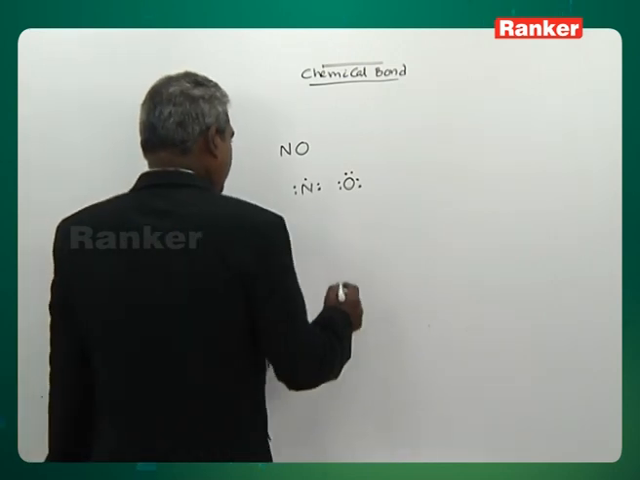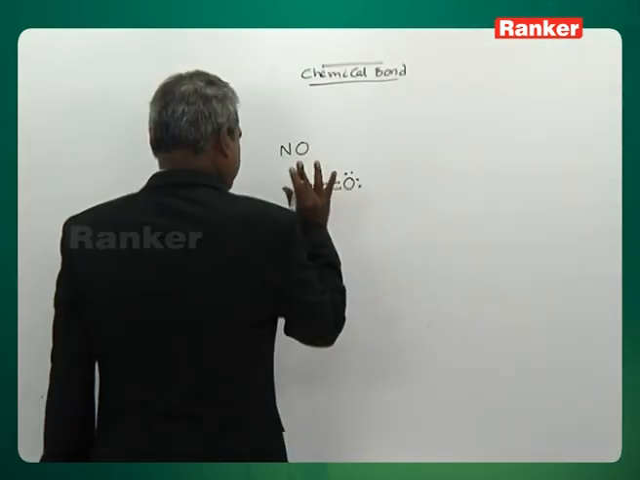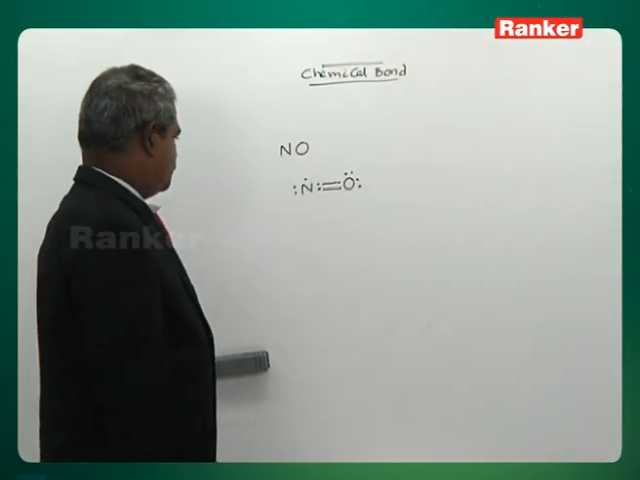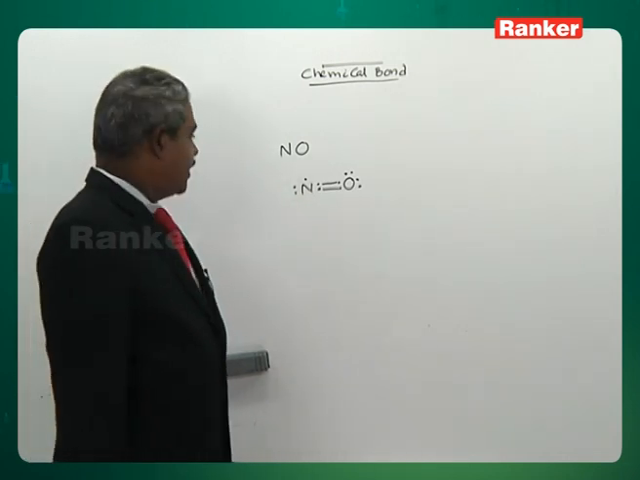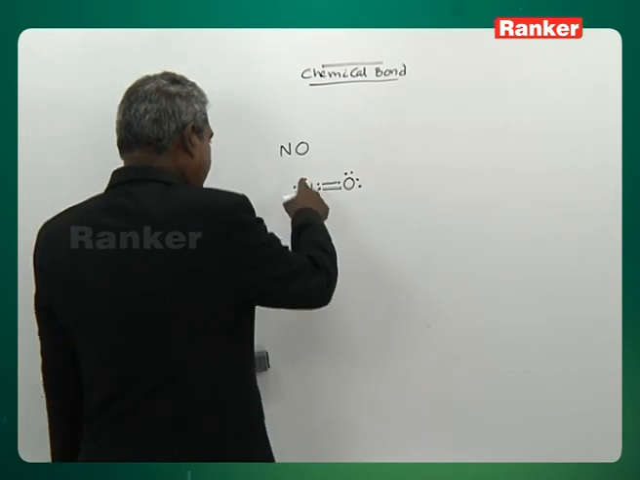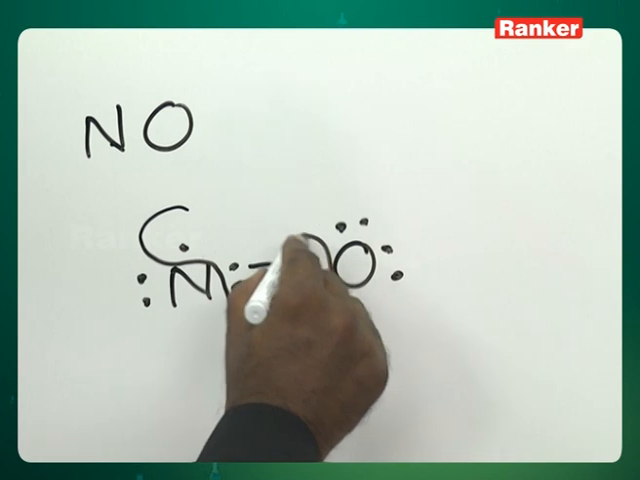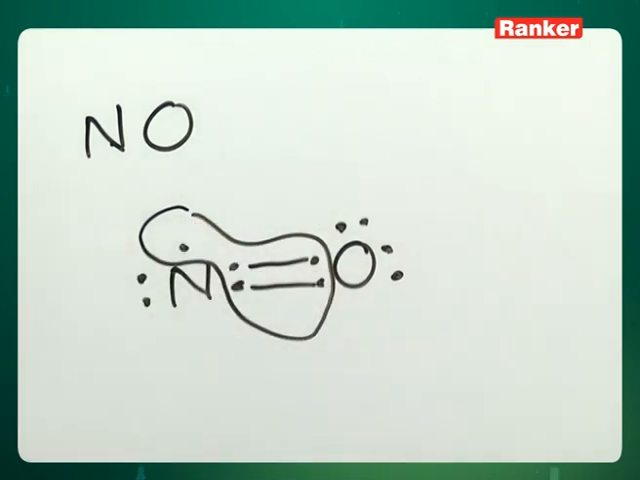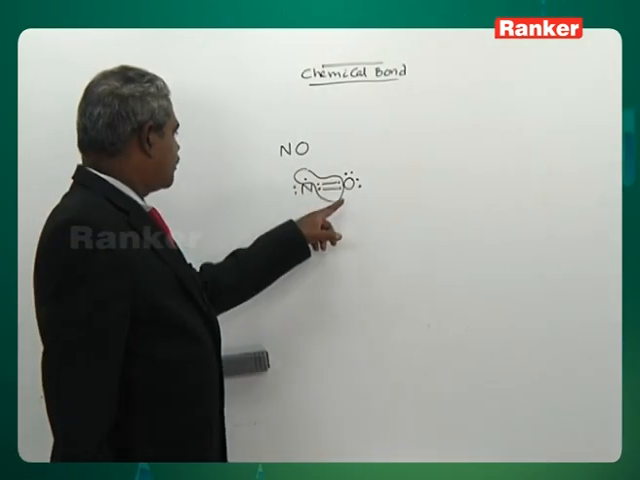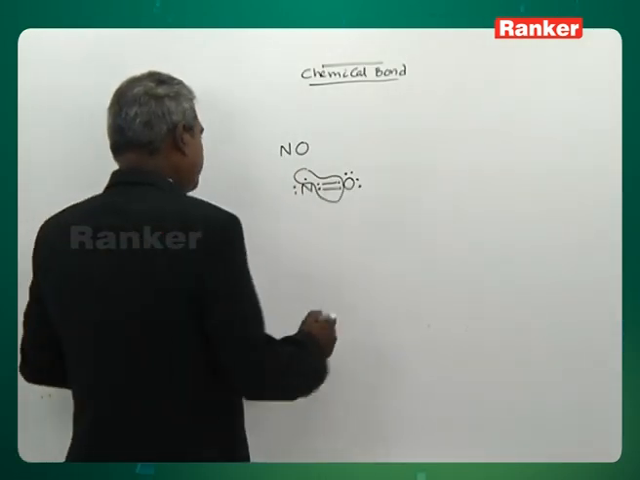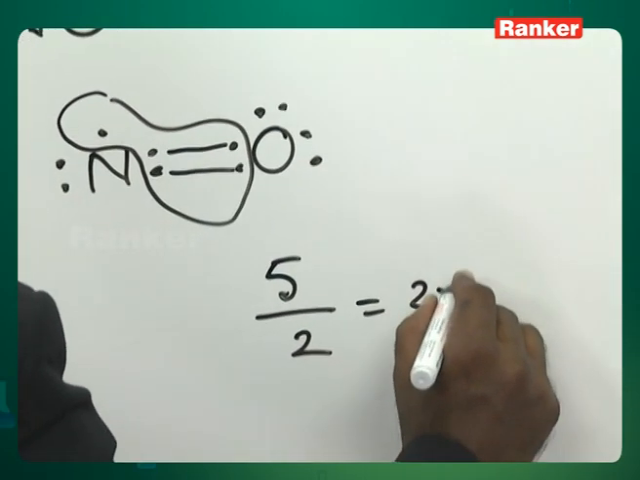Look here. Nitrogen and oxygen share 1 electron each. They are forming 2 bonds, sharing 2 electrons each. Then what is happening? Here is an unpaired electron. This unpaired electron also participates in bonding. How? It will also be moving along with the other 4 electrons. So how many electrons are moving? 5 electrons shared by 2 nuclei. The bond order happens to be 2.5.